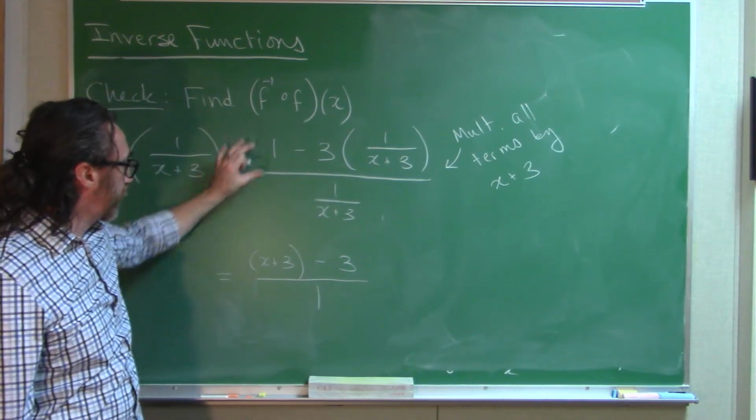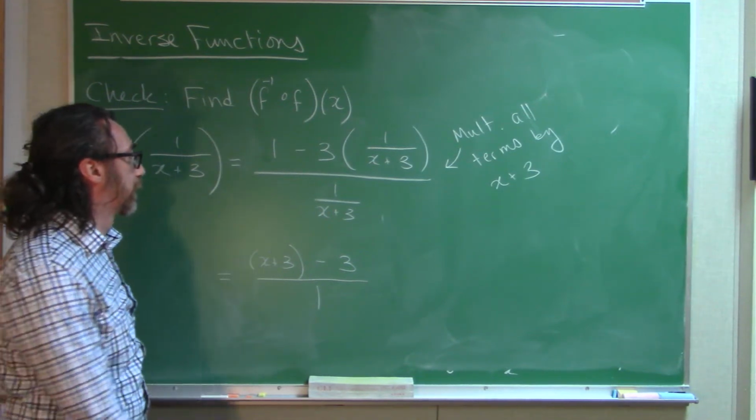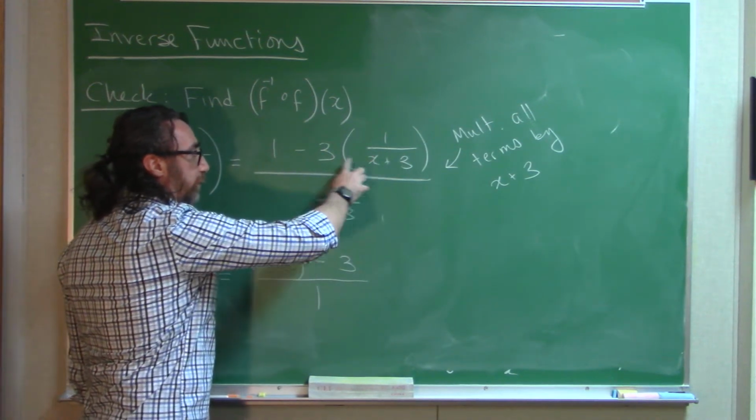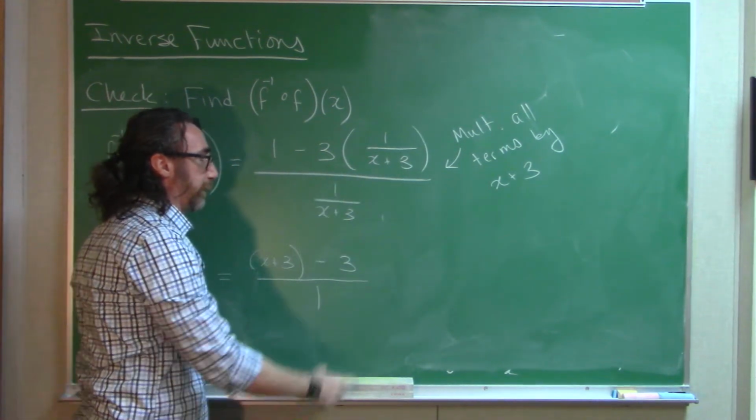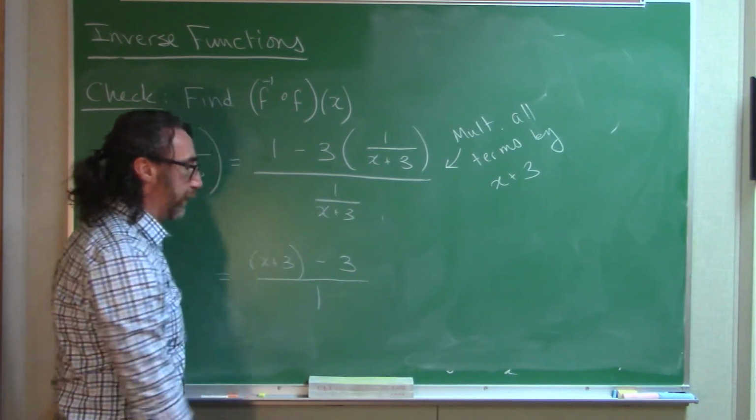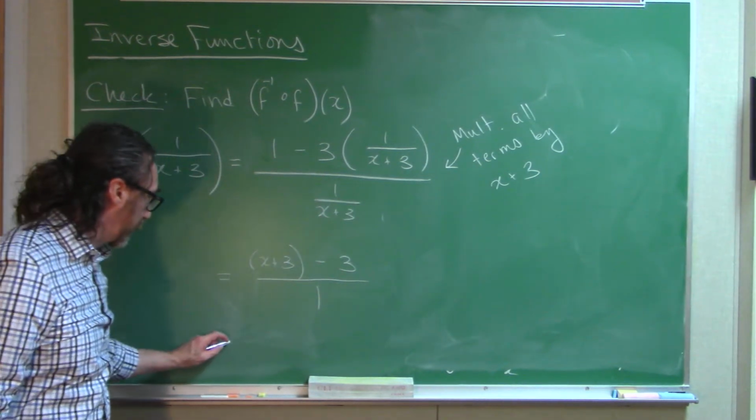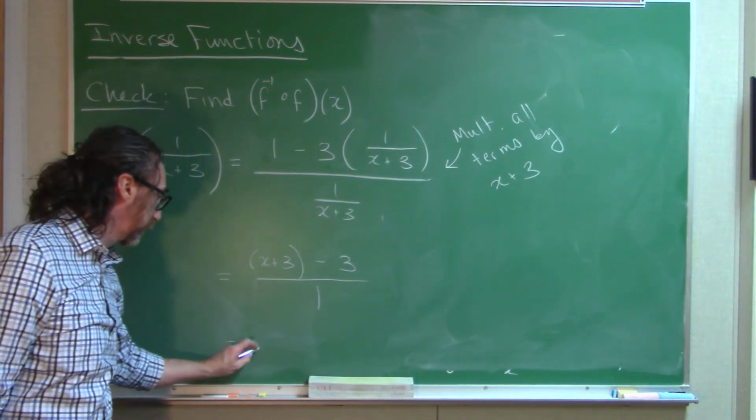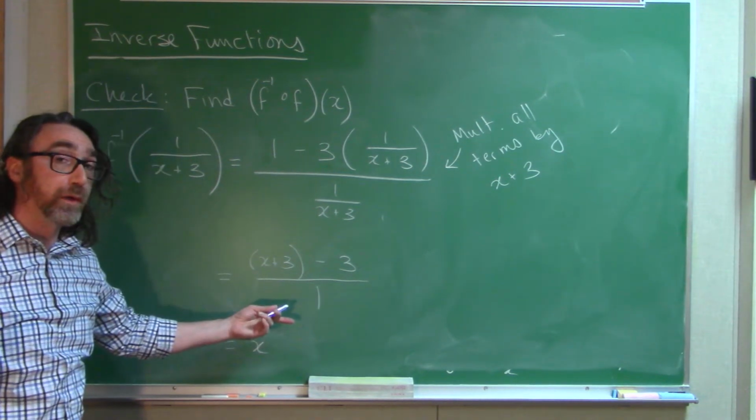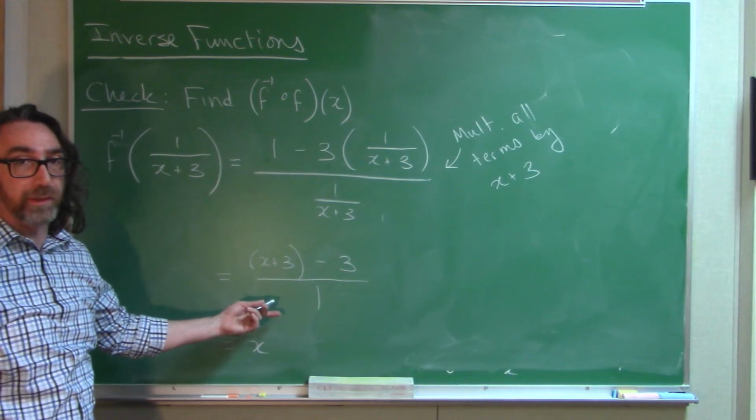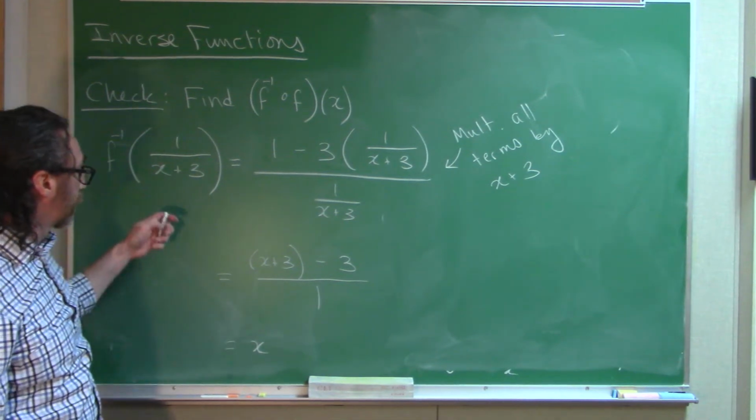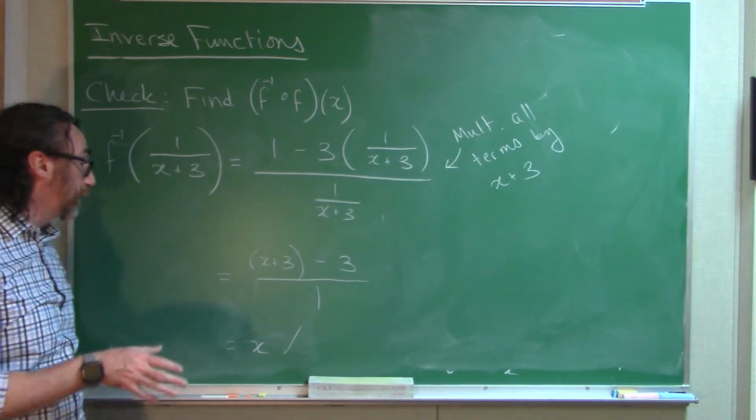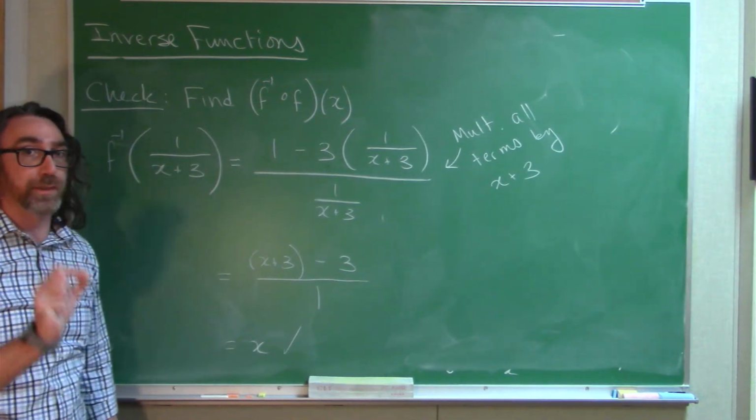So we multiply this by x plus 3, we get x plus 3. We multiply this by x plus 3, it cancels with the 1 over x plus 3, and we're left with the 3. You multiply this by x plus 3, and you're left with a 1. And of course, in the numerator, I have a plus 3 and a minus 3. Denominator is a 1. Division by 1 doesn't change anything. Just get back what you started with. So we're getting x, which is exactly what we want. That's exactly what we should be getting.